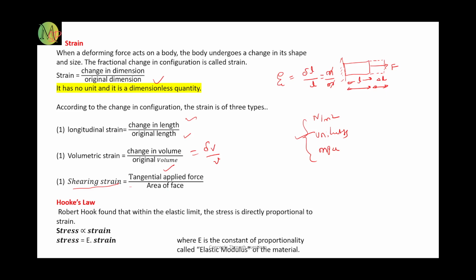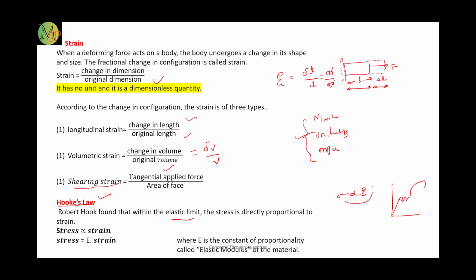Next, Hooke's law. Hooke's law is related to the elastic limit. For a stress strain diagram, till the elastic limit of a body, the stress is directly proportional to strain. If you take a stress strain diagram for mild steel, it will be like this. So till the elastic limit, the stress is directly proportional to strain.